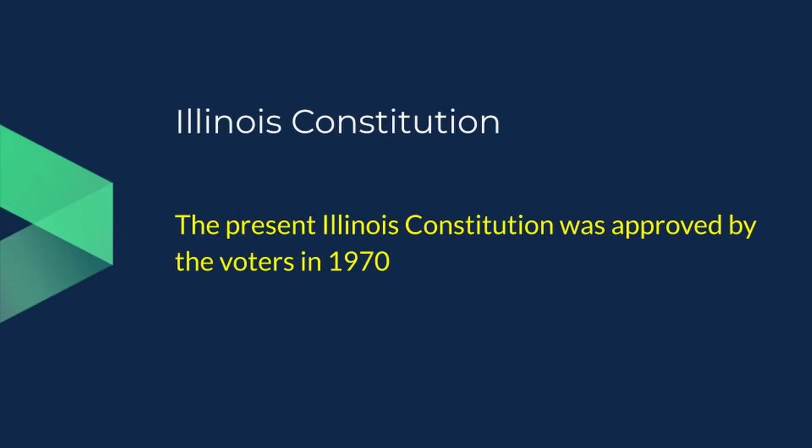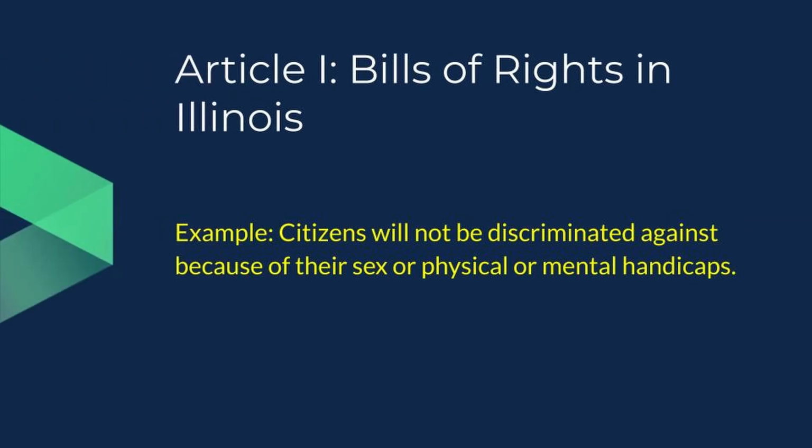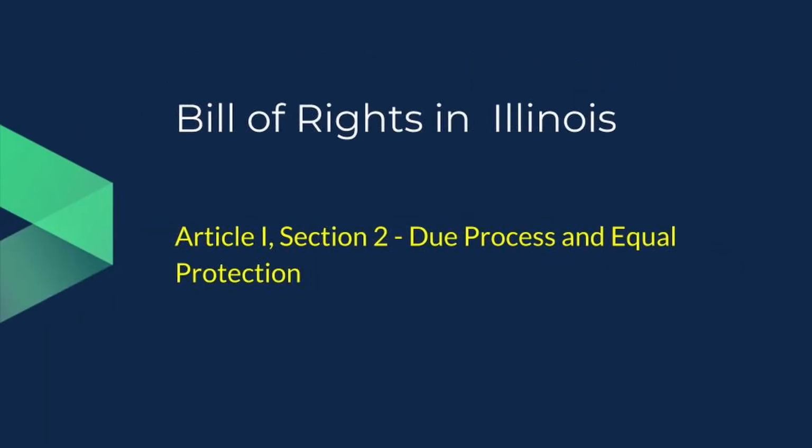Illinois Constitution. The present Illinois Constitution was approved by the voters in 1970. Article 1, Bill of Rights in Illinois. Citizens will not be discriminated against because of their sex, physical, or mental handicaps. Bill of Rights in Illinois. Article 1, Section 2. Due process and equal protection.